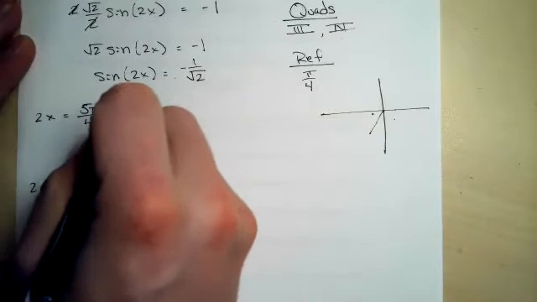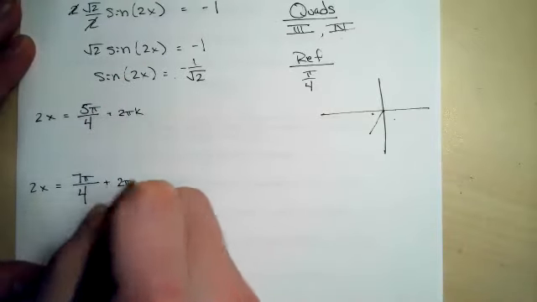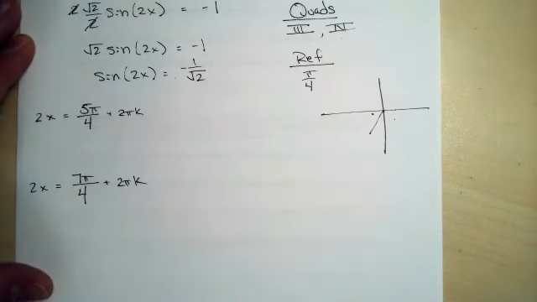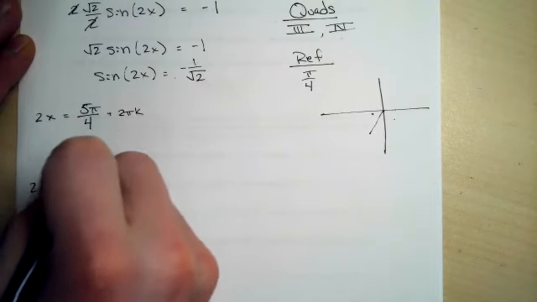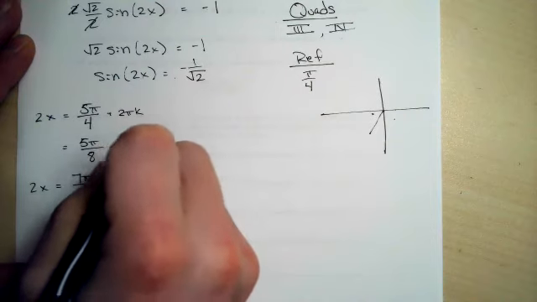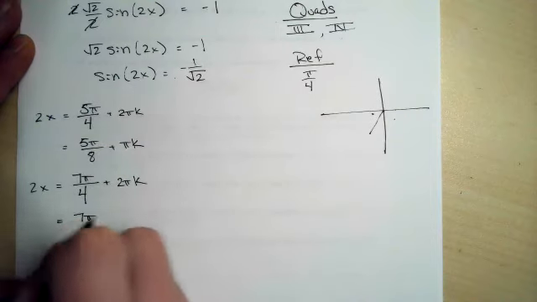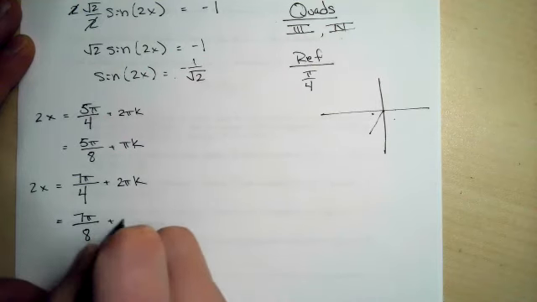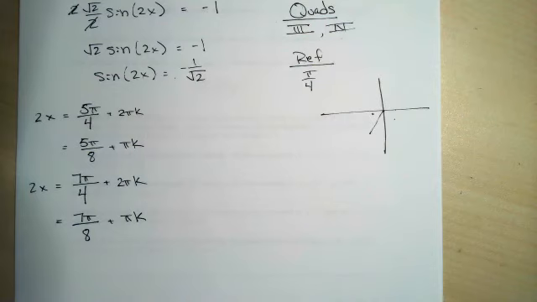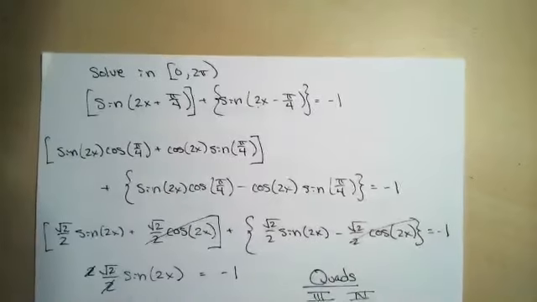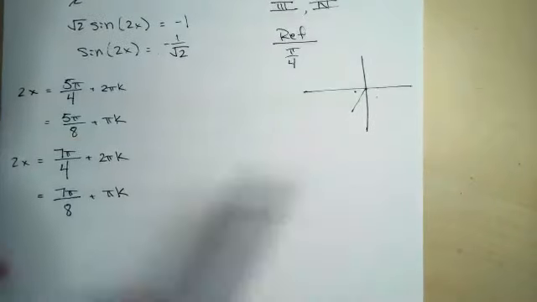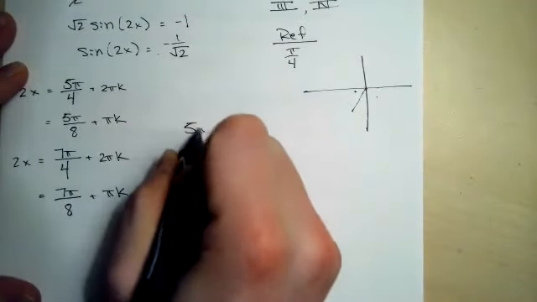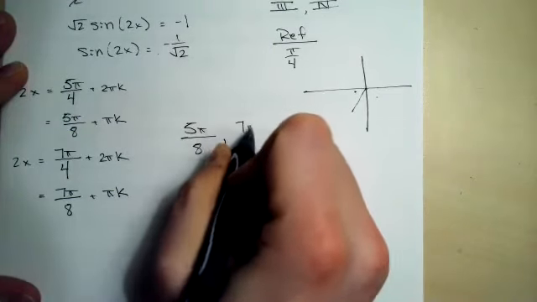But it's cyclic, so we have to have these 2 pi k's. And then when we divide everything by 2, the period changes. Those are our general solutions. We want to find our specific solutions in 0 to 2 pi, so how do we do that? The initial solutions are always good: 5 pi over 8, 7 pi over 8.